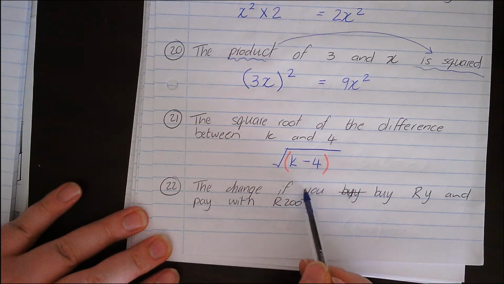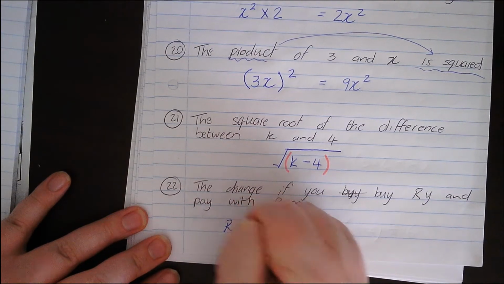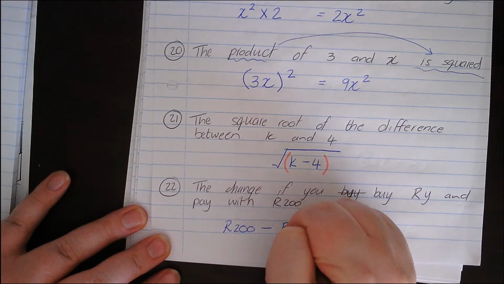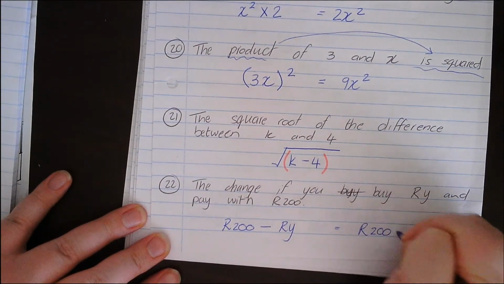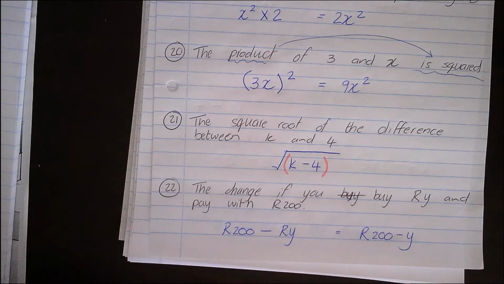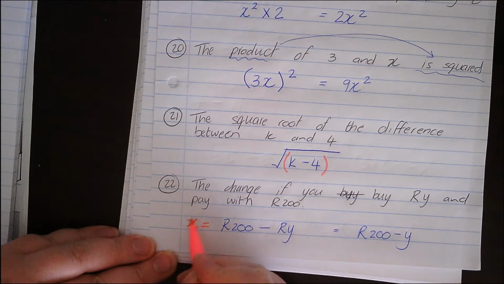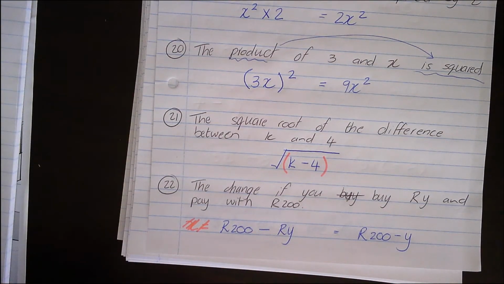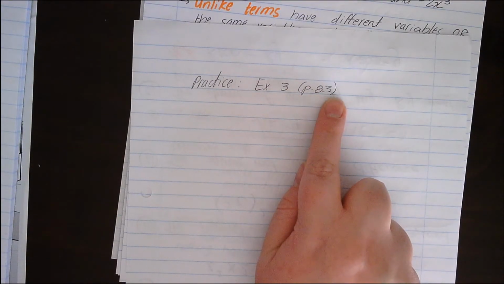The change if you buy Y Rand and pay with 200 Rand. So you paid with 200 Rand, you bought something worth Y Rand, and that's it. Okay, you can also write it as 200 Rand minus Y. Okay, a lot of you tend to do this. You say, okay, the change is 200 minus Y. We don't want you to do that. Please don't do that. Okay. To practice this, you're going to go to exercise 3 on page 83 of your grade 8 textbook.